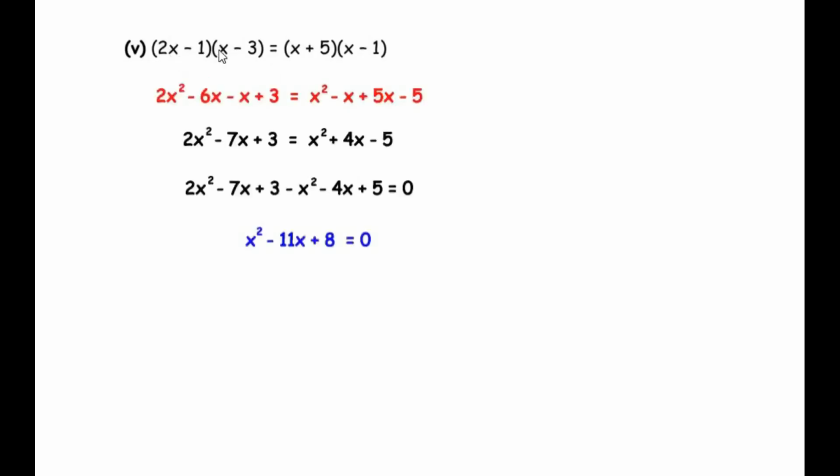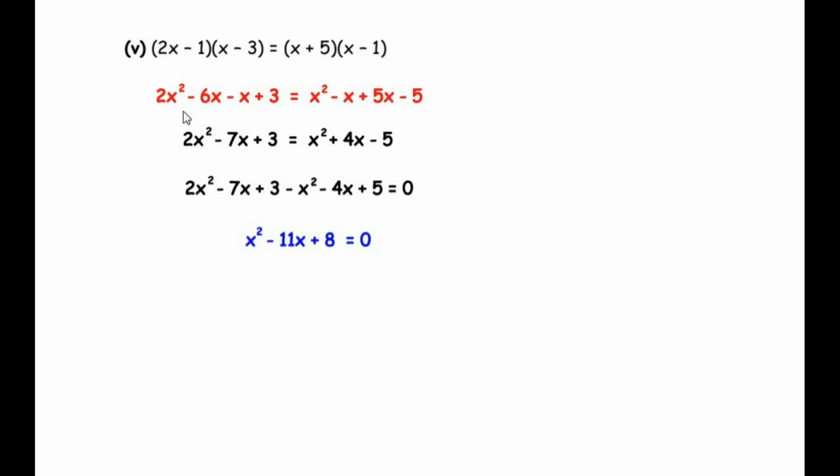So let us begin by expanding the brackets on both sides of the equal to sign. So 2x times x gives us 2x square. 2x times negative 3 gives us negative 6x. Negative 1 times x gives us negative x. And negative 1 times negative 3 gives us positive 3, equal to x times x is x square. x times negative 1 is negative 1x. Positive 5 times x is positive 5x. And positive 5 times negative 1 is negative 5.